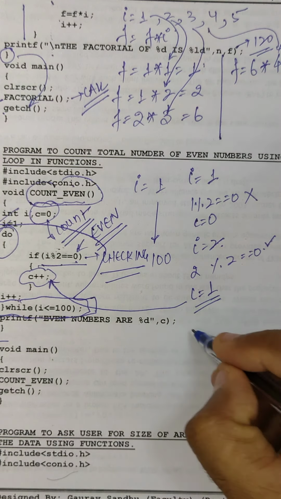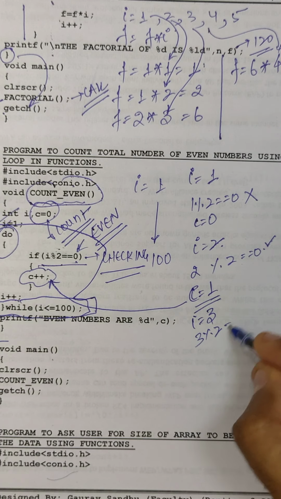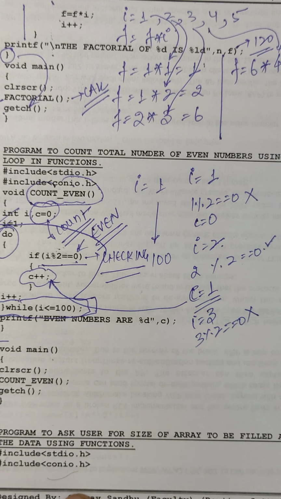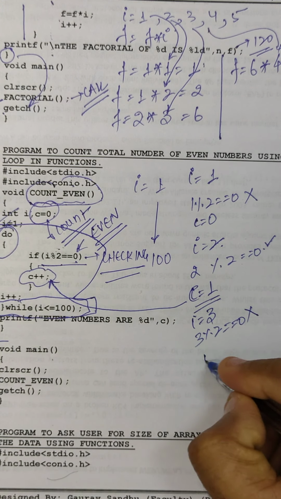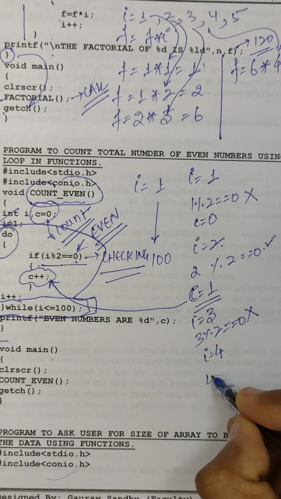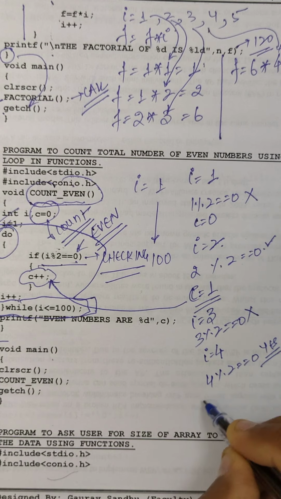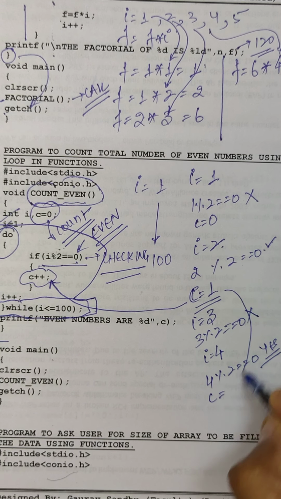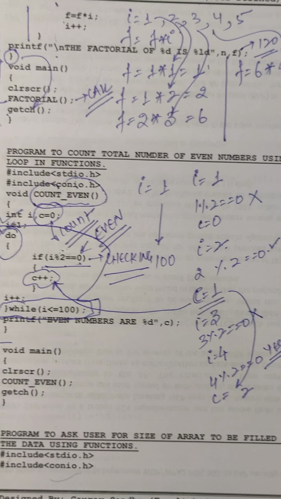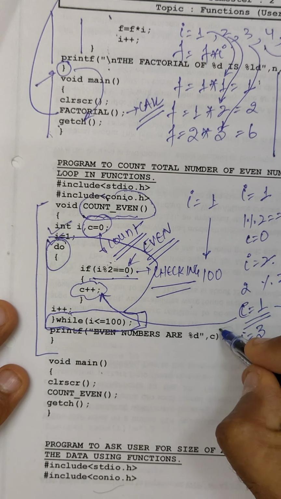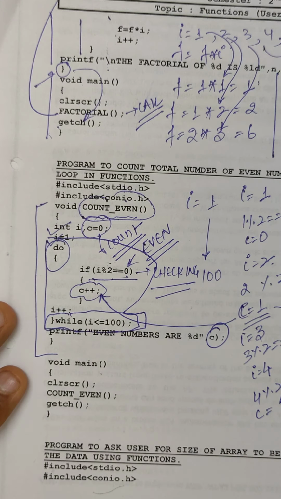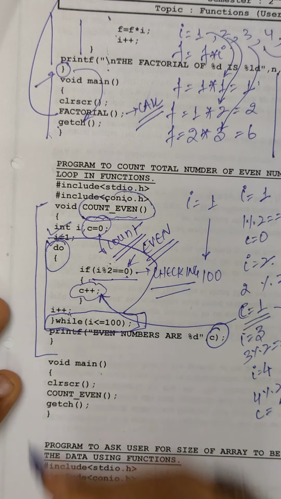When value of I is 3, again 3 remainder 2 is equal to 0? No. When I is equal to 4, it will check whether 4 remainder 2 is equal to 0. Yes. Again C++, the value of C will change from 1 to 2. In the end, when everything finishes, you will be displayed the value of C.